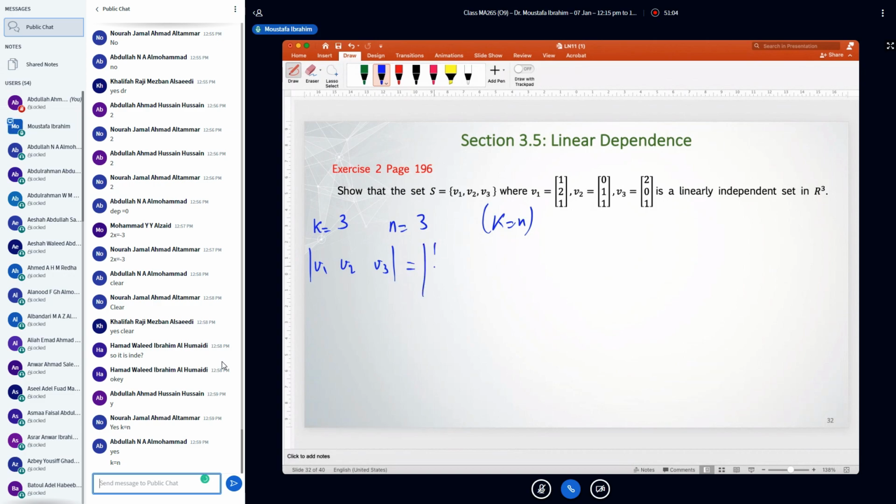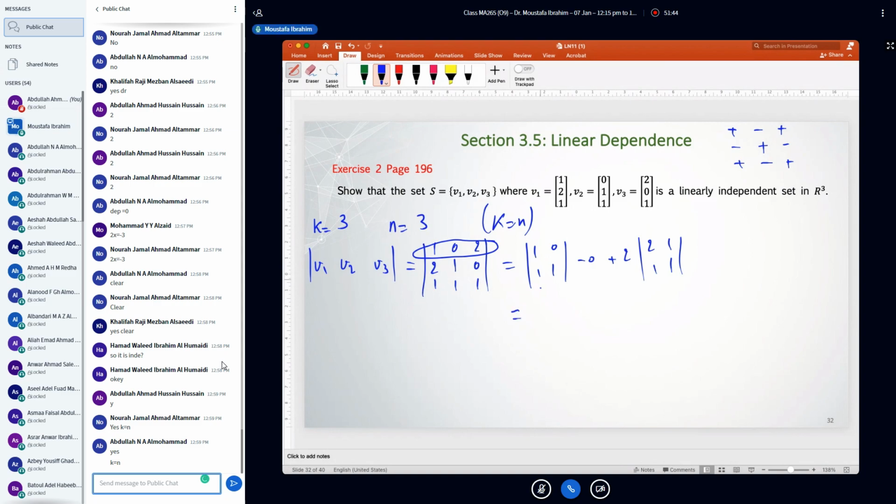So it will be 1, 2, 1, 0, 1, 1, 2, 0, 1. To solve, let's take which row or which column? Let's take the first row. For the first row, we have plus minus plus. Right? The cofactor. So 1, we don't change the sign of 1. 0, we don't care. And 2, we don't change the sign of 2. So hide 1, hide row and column containing 1, we get 1, 0, 1, 1. Hide 2, we get 2, 1, 1, 1.